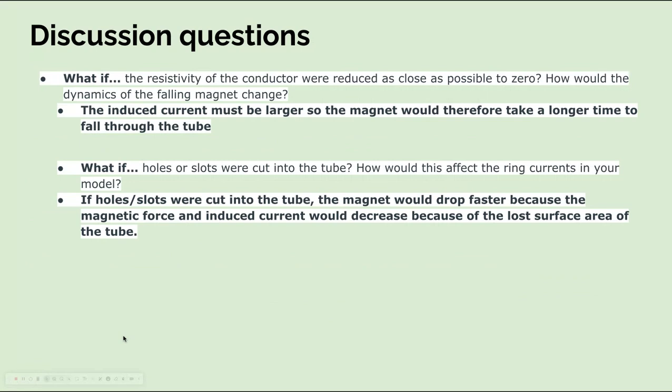The discussion question is: what if the resistivity of the conductor were reduced, possibly to close to zero? The induced current must be larger, so the magnet would therefore take a longer time to fall through the tube. What if holes or slots were cut into the tube? How would this affect the ring currents in the model? If holes or slots were cut in the tube, the magnet would drop faster because the magnetic force and induced current would decrease because of the lost surface area of the tube.